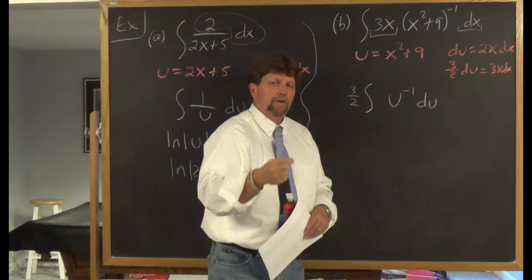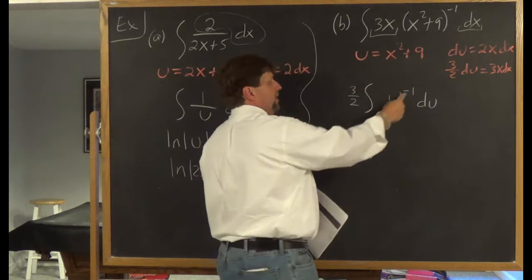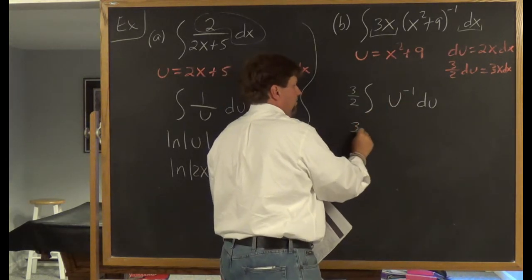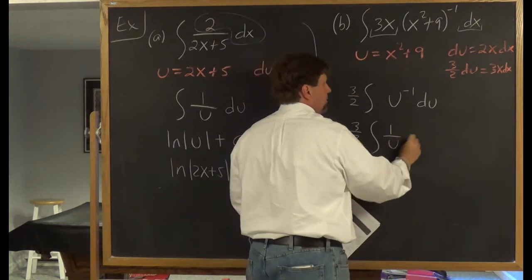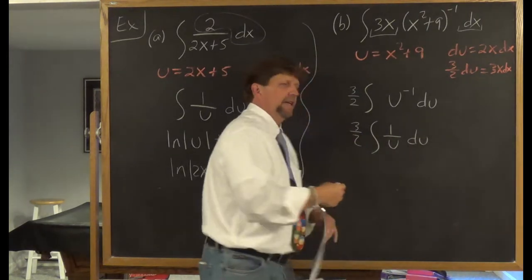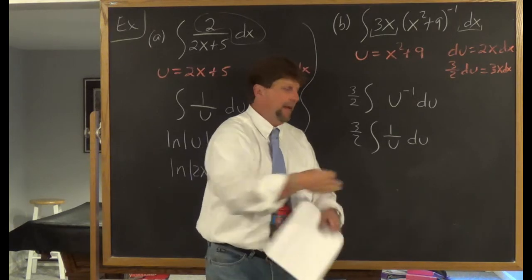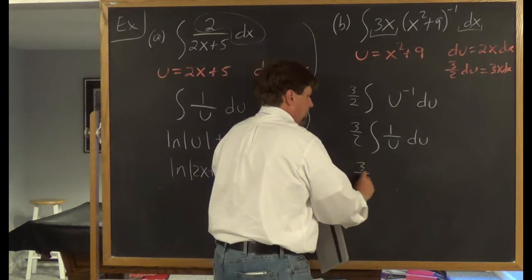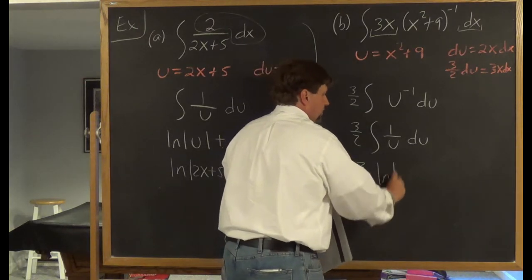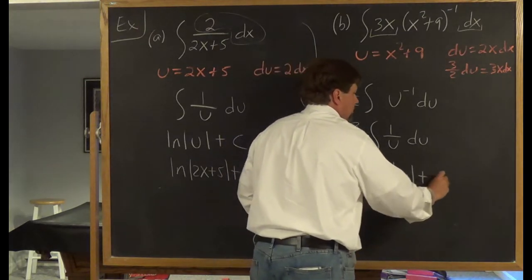Okay, now remember, rules of exponents. You have a u to the negative first. Remember, u to the negative first is 1 over u. And now that we see it's a 1 over u, we're coming up with an antiderivative of 1 over u. Antiderivative of 1 over u is the natural log, absolute value of u.